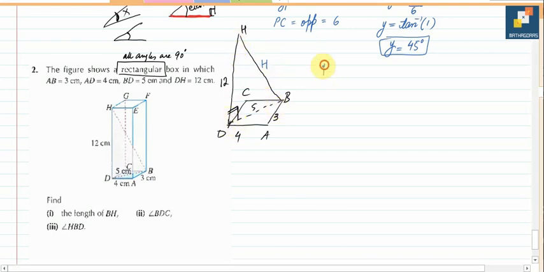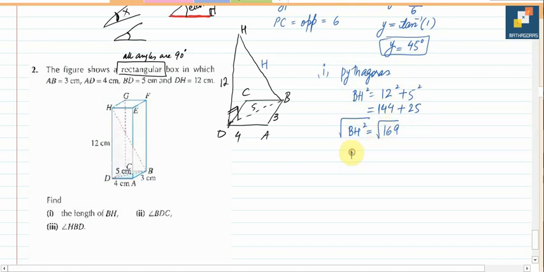So for first part, applying Pythagoras, so it will be BH square, that is hypotenuse, is equals to 12 square plus 5 square. 12 square is 144 plus 5 square is 25. So BH square is equals to 169, root on both sides. So value of BH is equals to 13 centimeter. Right? So for first part the value of BH is 13.